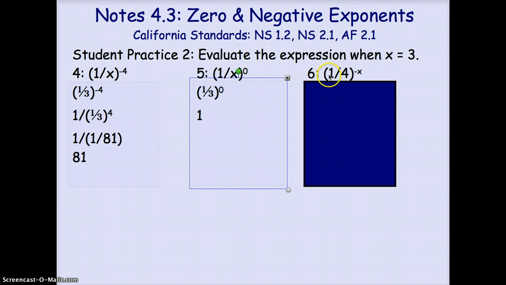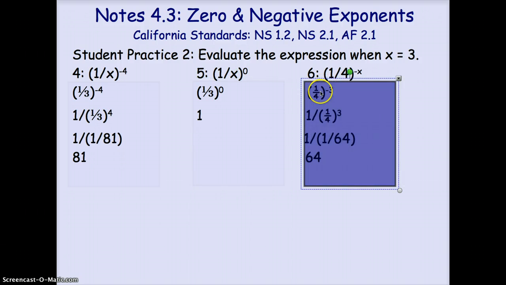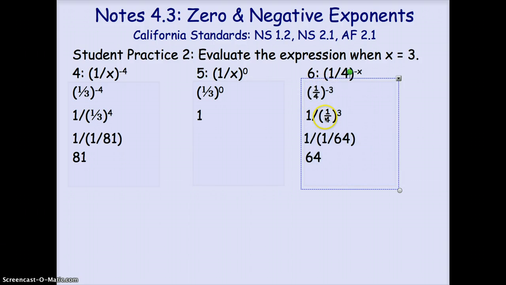Okay, number 6, 1/4 to the negative 3rd power. So I need to get rid of the negative first, make it a 1 over 1/4 to now the positive 3rd power. And then I'm doing 1 times 1 times 1 is 1. 4 times 4 times 4 is 64. And I have 1 over 64. Skip, change, flip. 1 times 64 is 64.